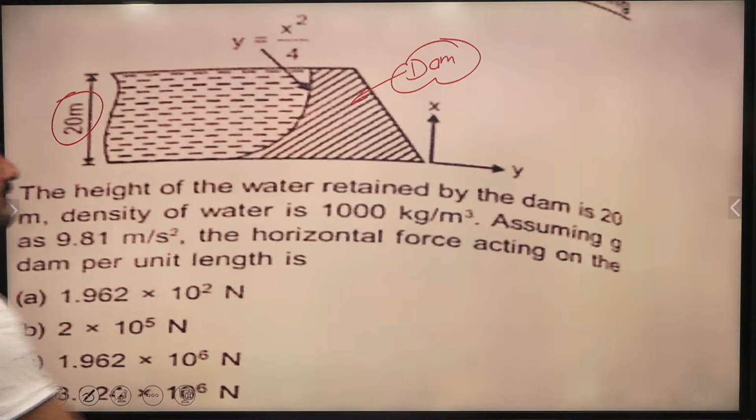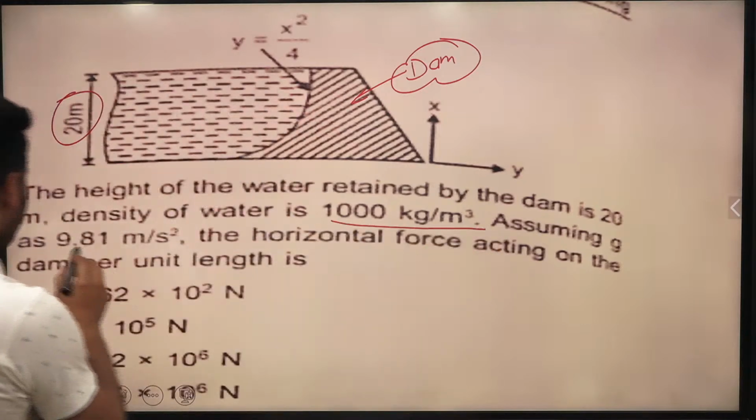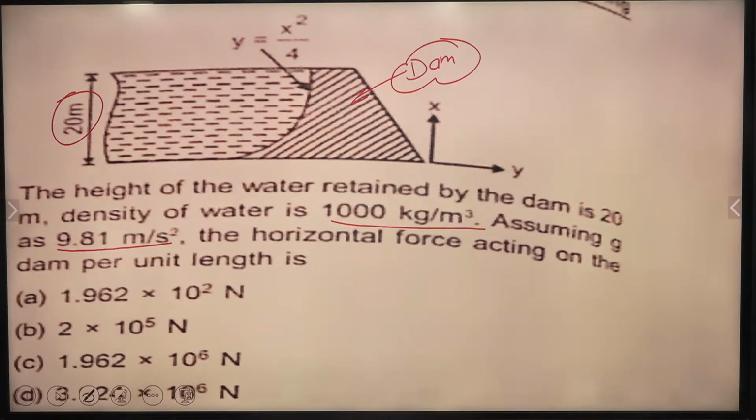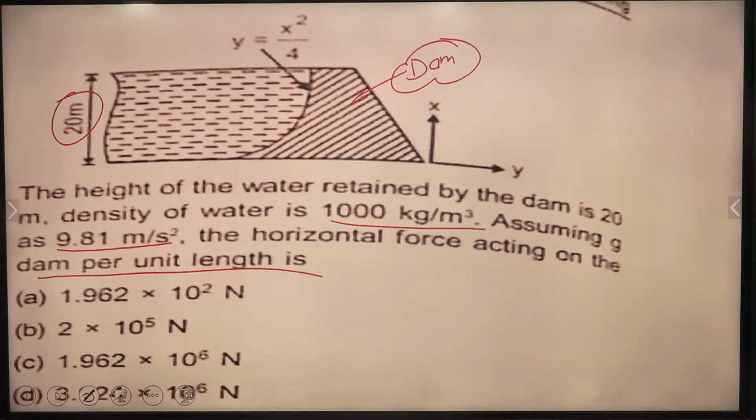The density of water is 1000 kg per cubic meter. Assuming g value 9.81 meter per second square, what will be the horizontal force acting on the dam per unit length? Have a look at the figure and let me solve this one.